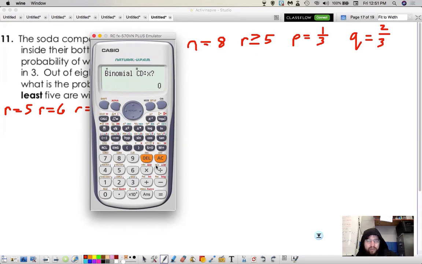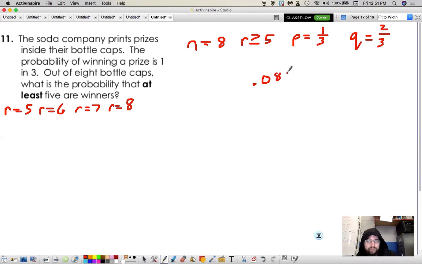So I have to take 1 away from here, so that's going to be 4. N is 8. P is 1/3. Definitely have to leave that as a fraction. I get that, but that's not my answer. Go to mode 1. 1 minus my answer gives me my answer, 0.0879. So that is the probability of R being greater than or equal to 5. All right, one more.